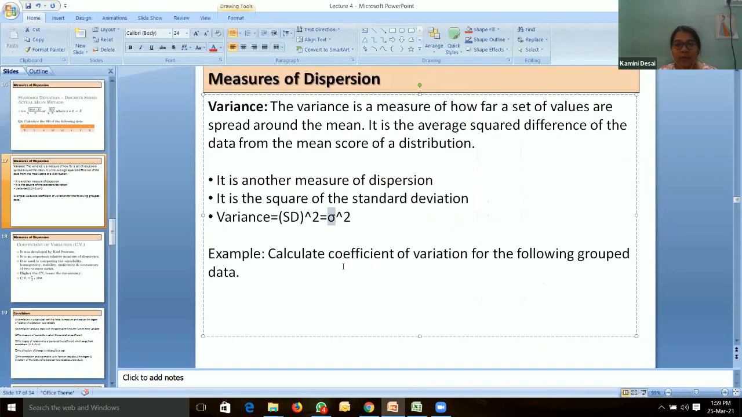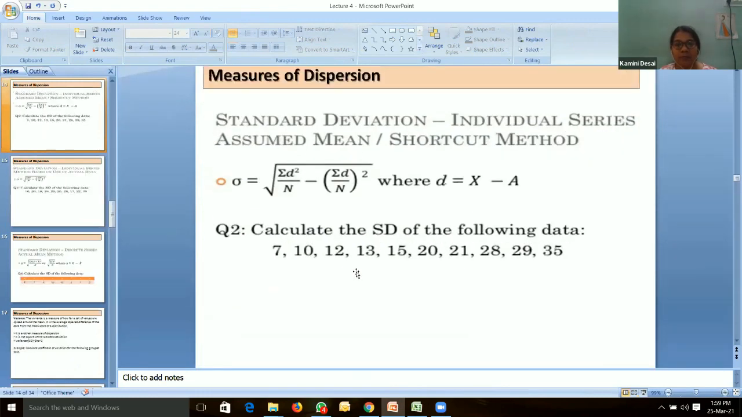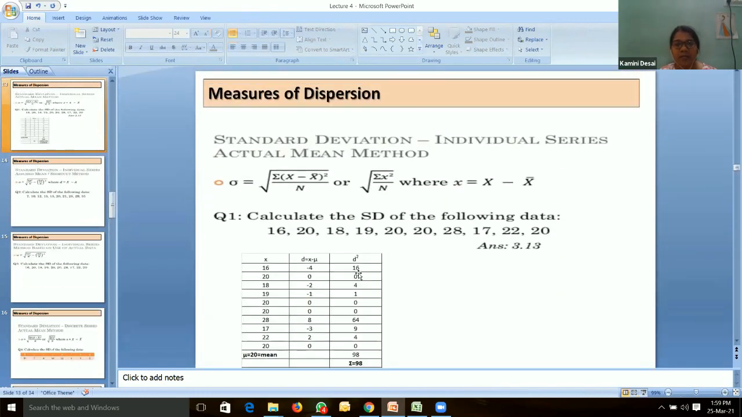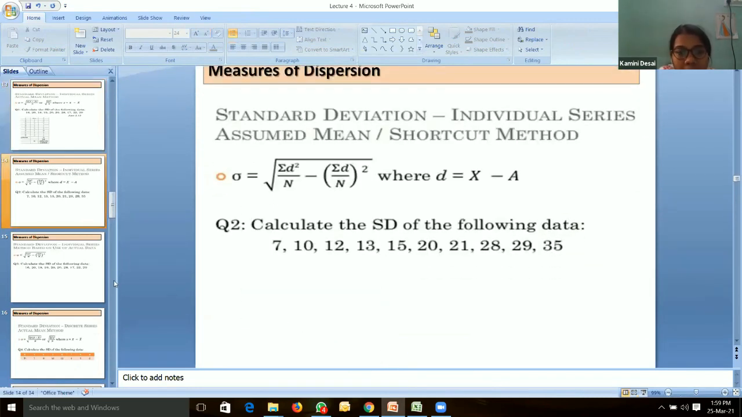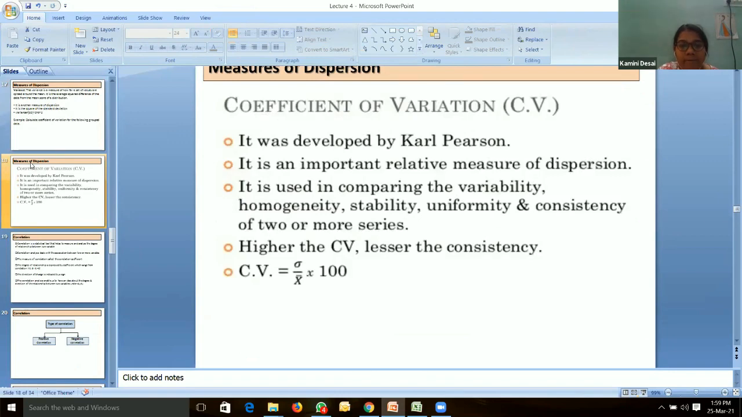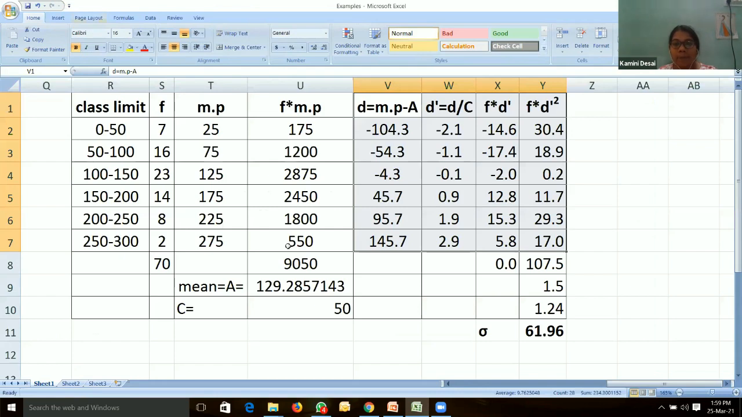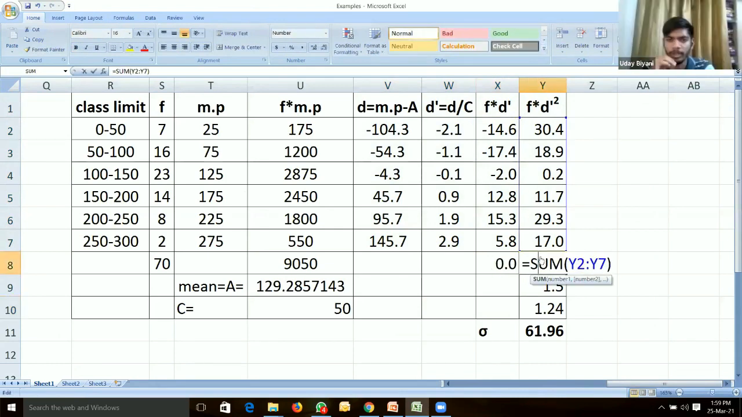For this problem, you can use this formula. Has f d dash not been given? Okay. Done? Ma'am, the table is complete. The whole table is made.